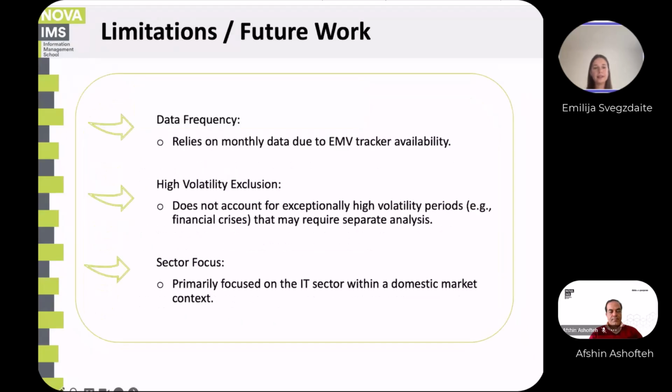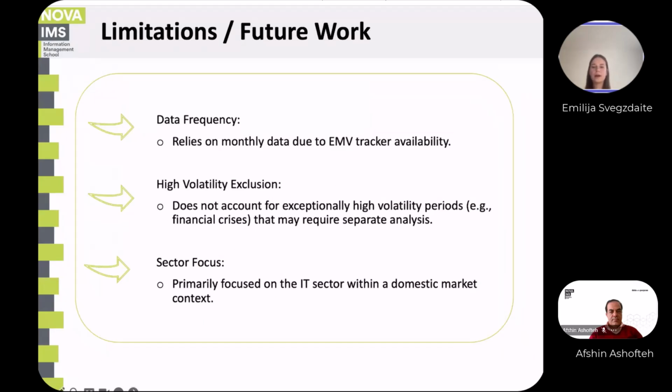And for the final slide, of course, the limitations and potential for future work. While this thesis provides valuable insights into the relationship, it of course has some limitations. The reliance on monthly data may overlook finer fluctuations in shorter time frames, which could limit the depth of analysis. Additionally, the study does not specifically address periods of exceptionally high volatility, for instance, a financial crisis, which may have distinctive dynamics worth exploring separately.